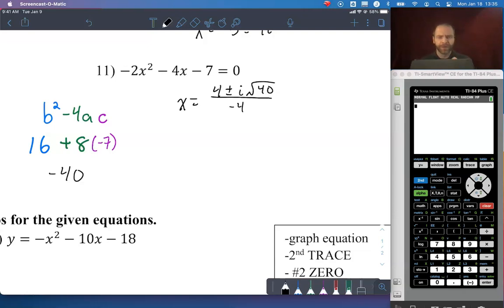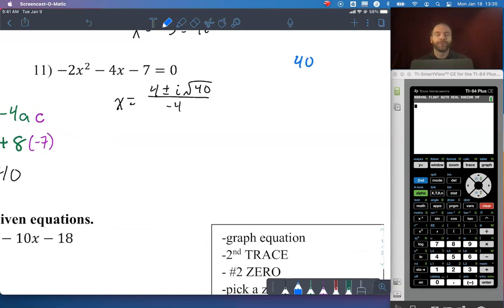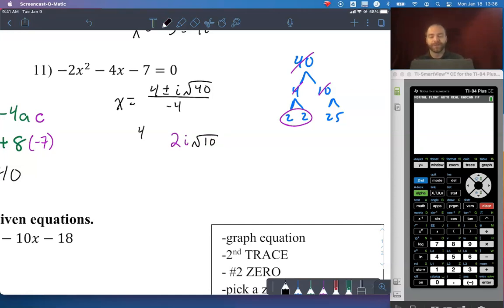Let's try this out. Well, off to the side, let's simplify the square root of 40. Well, 40 breaks into, again, I look for perfect squares, 4 and 10. 4 breaks into 2 and 2. 10 breaks into 2 and 5. So I have a 2 squared, so that comes out and becomes a 2. So I have a 2i, and the 2 and the 5 remain on the inside and become back to the 10. So I have 4 plus or minus 2i square root of 10 over negative 4.